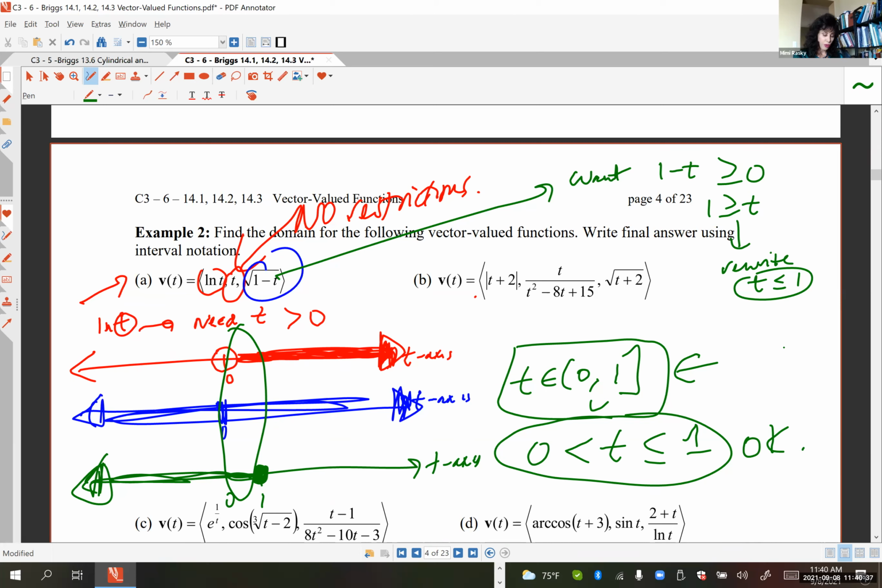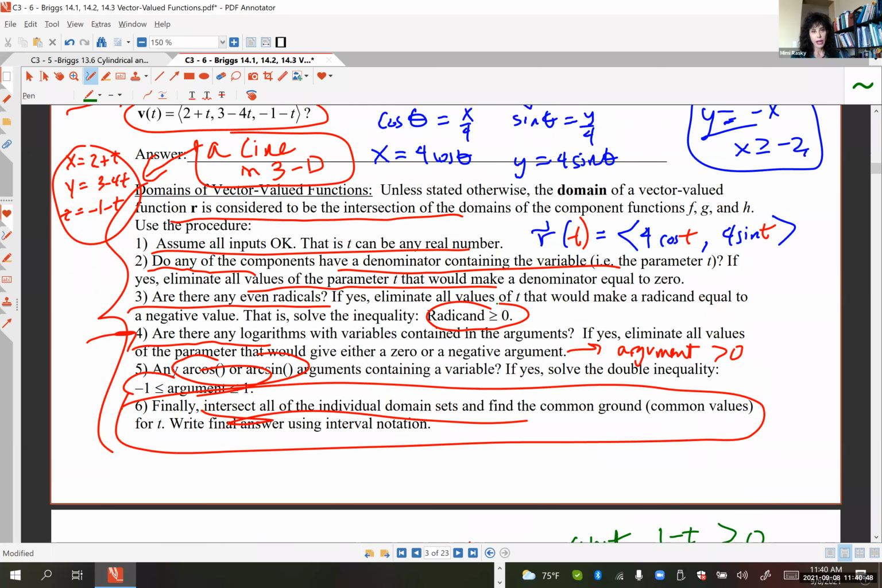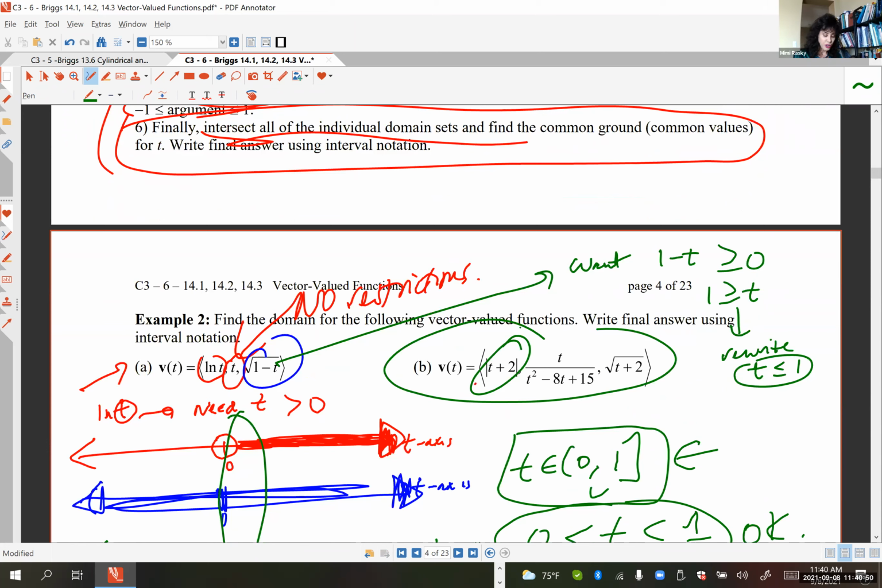Okay, I'm gonna do one more quickie problem and then we'll call it. Letter B. How do I do letter B? First component, absolute value t plus 2. Does that have anything to worry about? Look at my list. No, absolute value, don't care. There's no restrictions on this first component's diet.